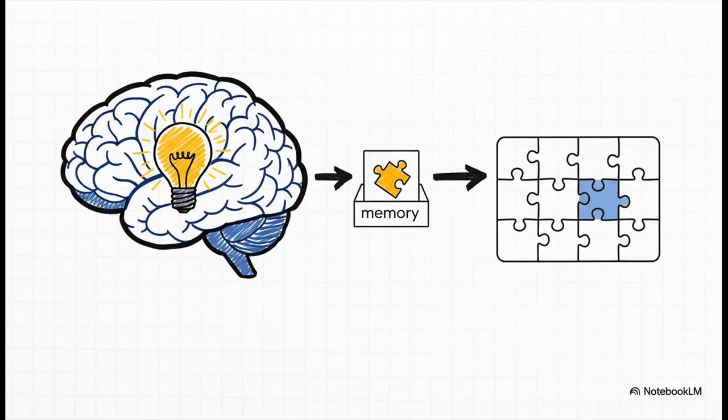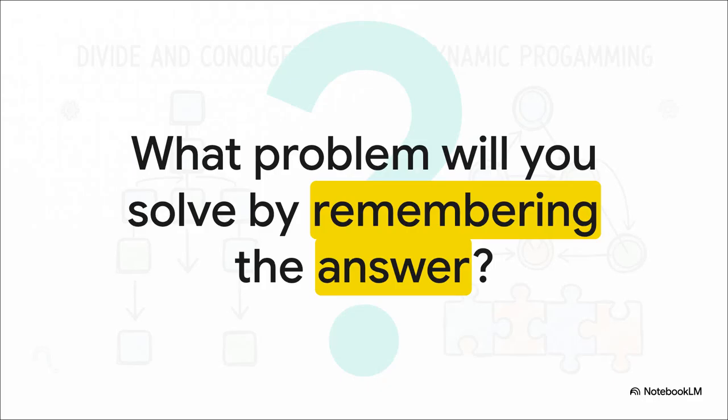So if there is one single core idea to take away from all of this, let it be this. Don't waste your effort by solving the same puzzle twice. At its heart, dynamic programming is just the simple, incredibly powerful principle of remembering what you've already figured out. And that leaves us with a final thought. This whole principle of remembering the answer, it isn't just some clever coding trick. It's the kind of thinking that turns problems that might otherwise take centuries to compute into ones we can solve in a fraction of a second.